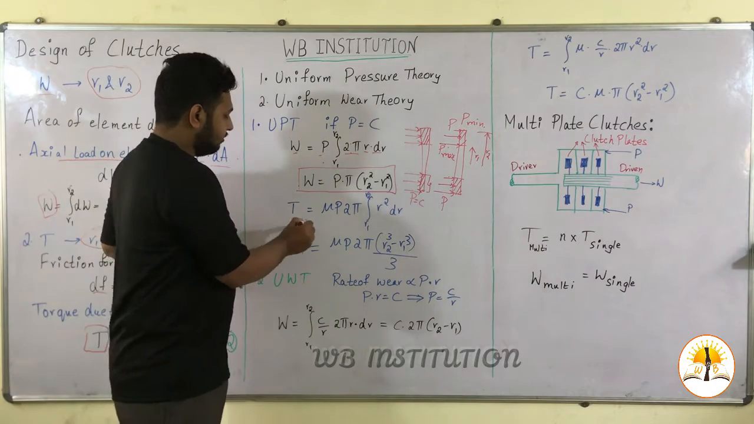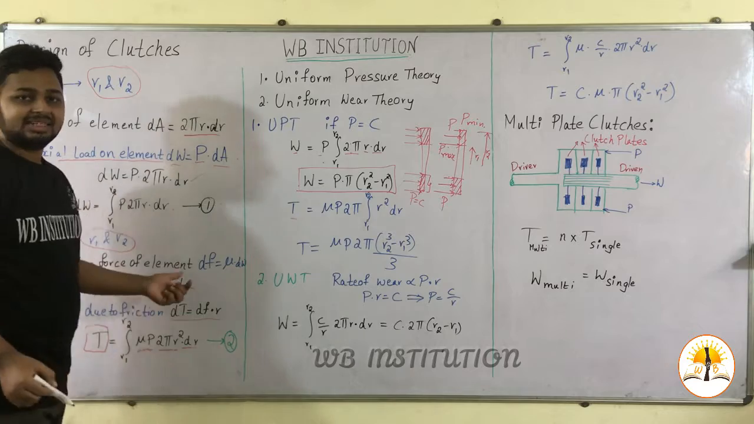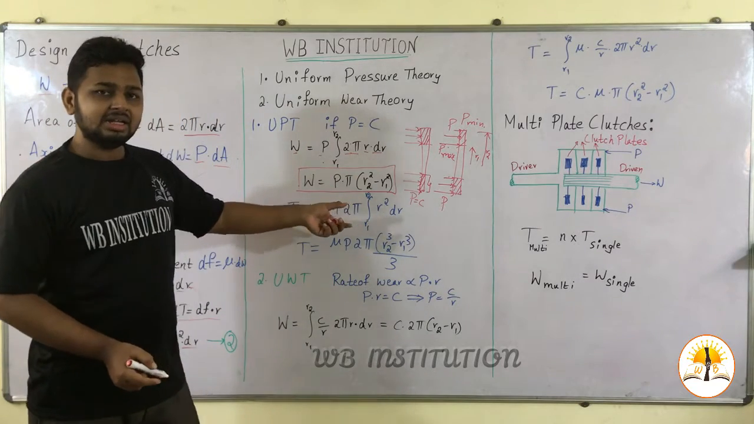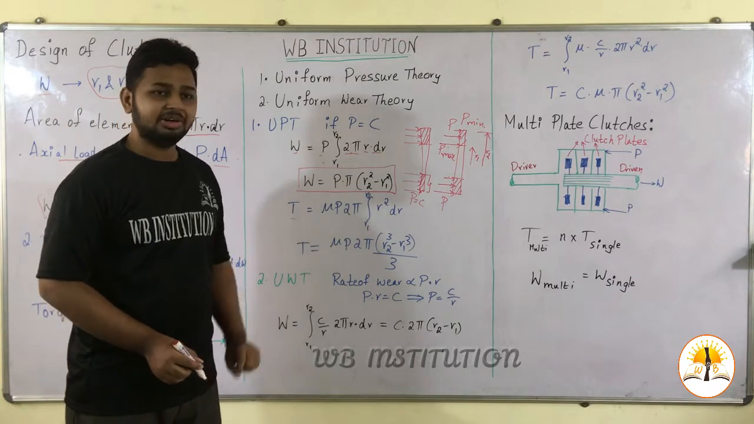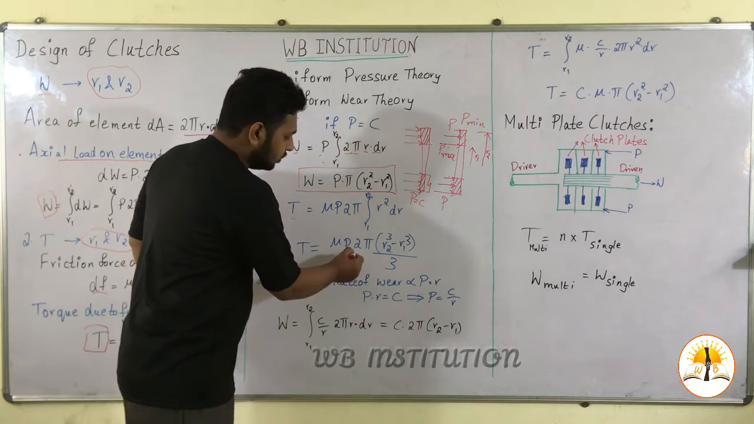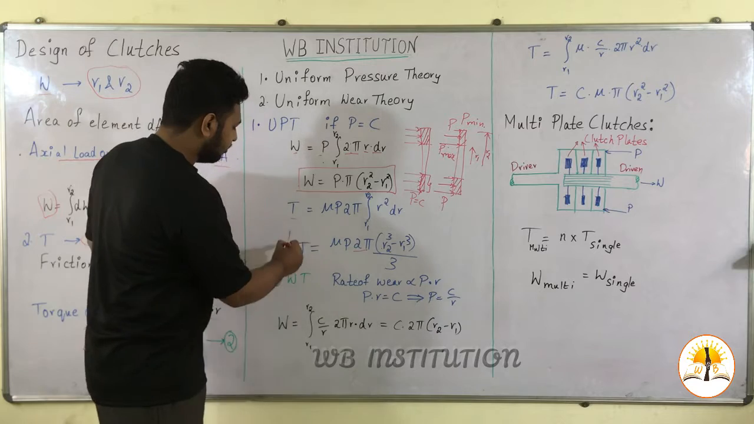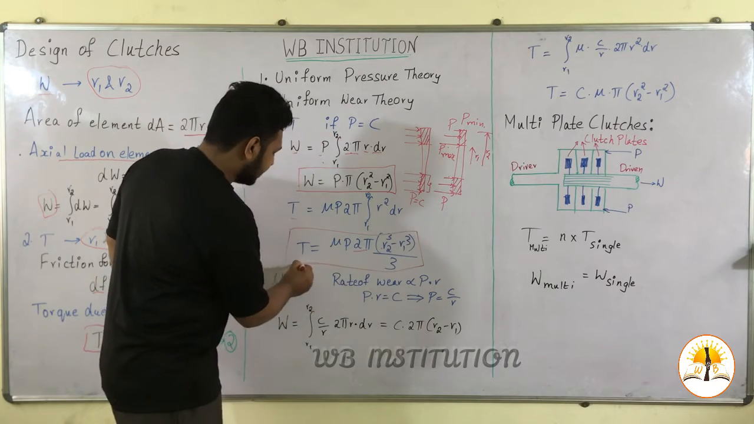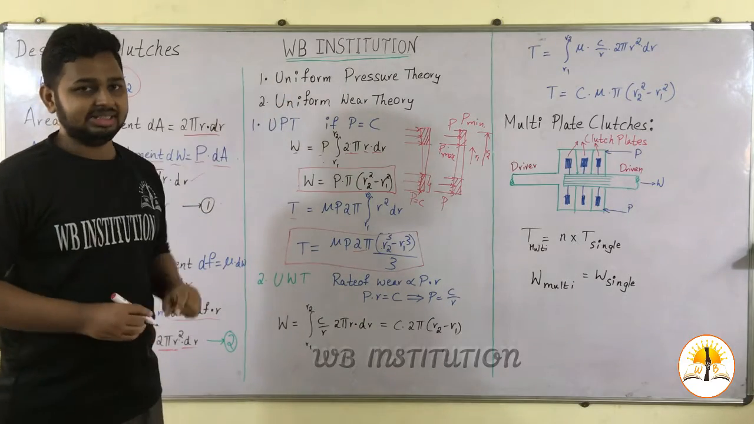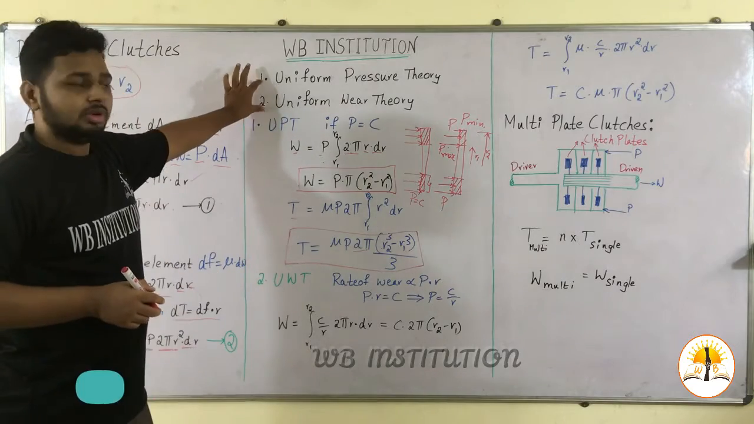So torque, if we take the pressure, coefficient of friction and 2 pi as common elements, then we can write the equation as T equal to mu P into 2 pi integral R square dr with limits from R1 to R2. If we integrate this equation, then we get mu P into 2 pi (R2 cube minus R1 cube) divided by 3. So this is the equation for the torque transmitted in single plate clutches under uniform pressure theory. In a similar way, let us calculate the values of W and T under uniform wear theory.